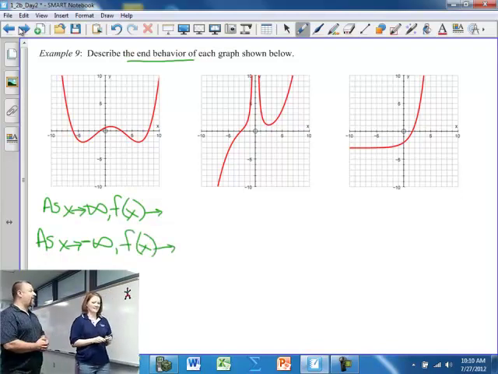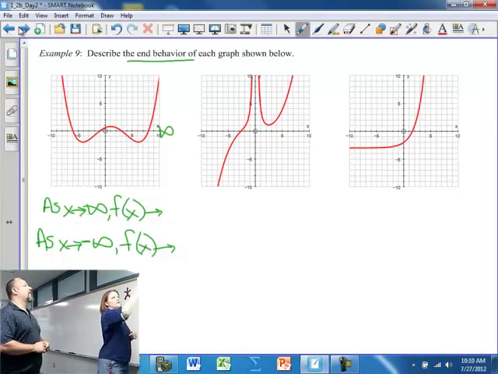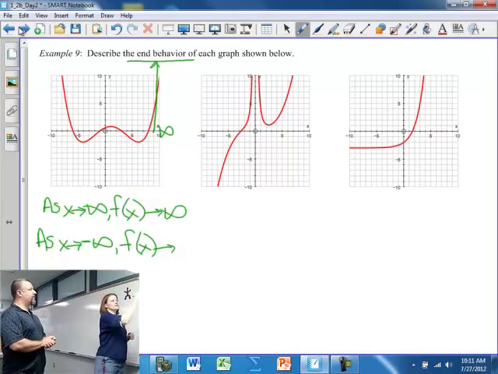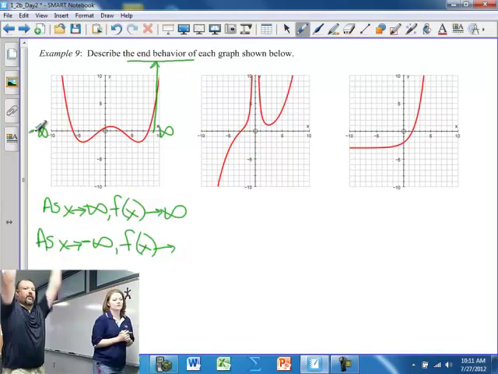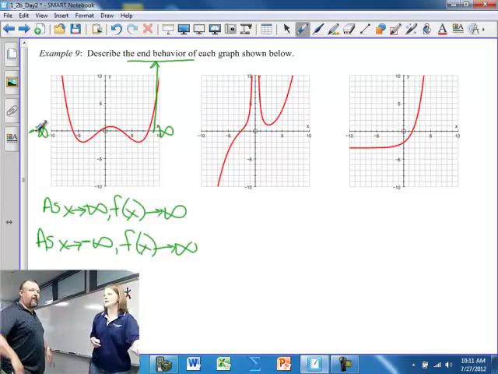We are going to go to the right, which is x going to infinity, and then we're going to look at the y values, f of x. So as we go to the right, where does f of x go? There's our infinity. What is f of x doing way over here? It's going way up. So that's f of x going to infinity. As x goes to negative infinity, there's a negative there. So as we go to the left, f of x is still going way up. It still goes up.